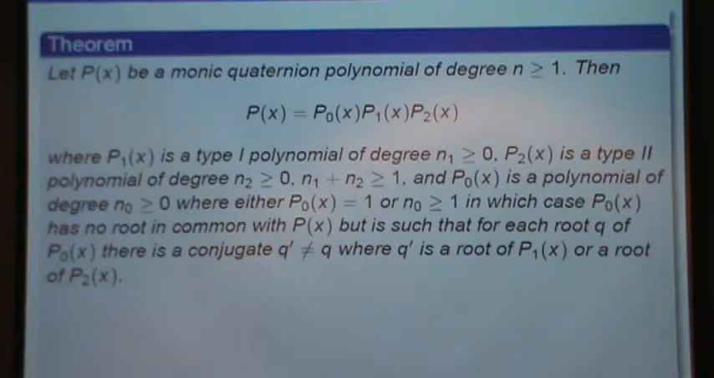But for each of its roots, there is a conjugate which is a root of P of x. So, you may have this weird situation in the case of quaternion polynomials, where you get a part that contributes nothing in terms of zeros, but its zeros have in turn a distinct conjugate that's the root of P.